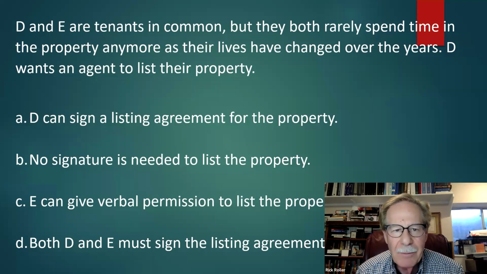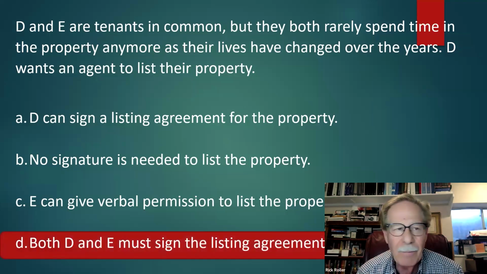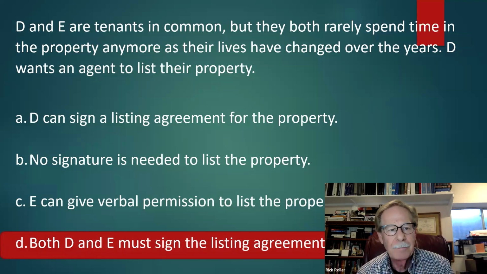Well, D can sign the listing agreement. Okay, but that's not complete. Okay, no signatures needed. Yeah, right. He can give verbal permission. I don't think so. Both D and E must sign the listing agreement. Okay, they're both owners, and so all owners have to sign. And I don't care if D owns 95% and E only owns 5%, they still have a piece of ownership and they need to sign the deed. Okay. Would their signature be smaller than yours? No. Their signatures are whatever their signatures are. Okay, let's go to the next one, please.